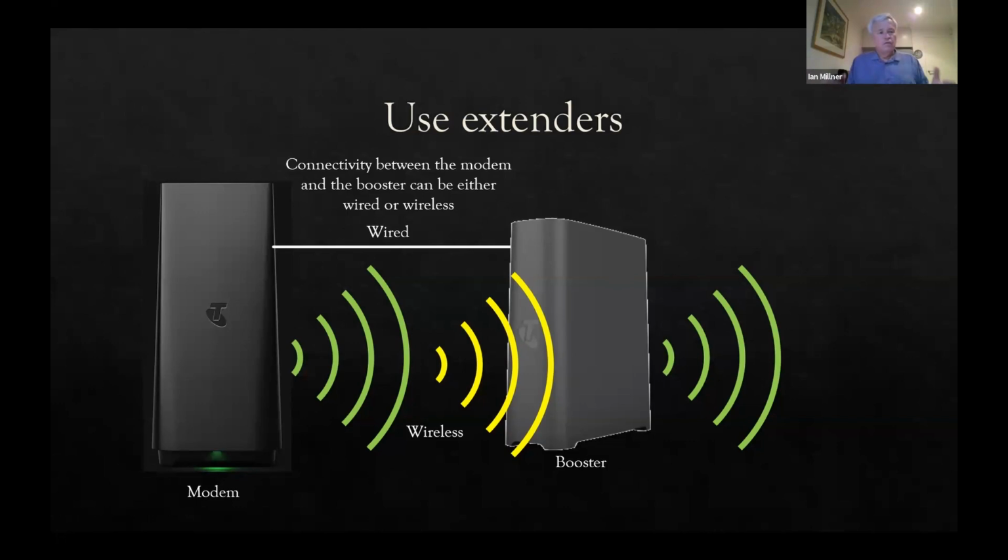One will be for the booster to talk to the modem and the modem to talk to the booster, okay, so that it can then extend the network out. The other one is obviously to be able to talk to the mobile device, your laptop, your mobile phone, your tablet that you're using. The advantage of that is it always tends to be much easier to set up. The disadvantage is that obviously the extender has to be within range, within reasonable signal strength.